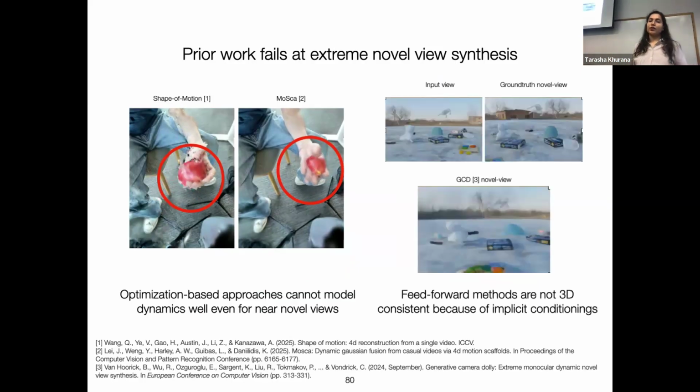On the other hand, there are feed-forward methods which can hallucinate new regions and do extreme novel view synthesis. But then their 3D consistency is quite limiting because unlike optimization-based methods that optimize an explicit representation, their notion of geometry is quite implicit.